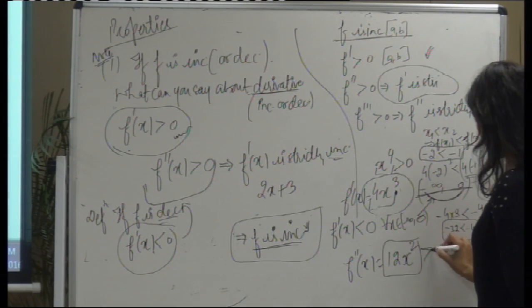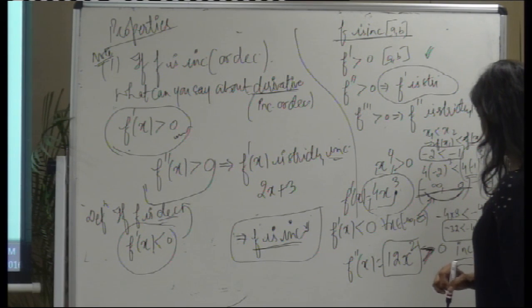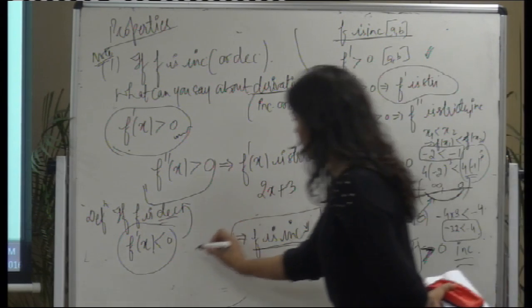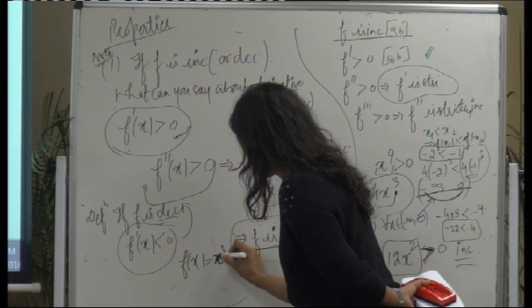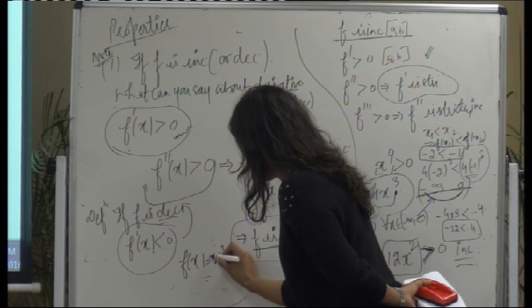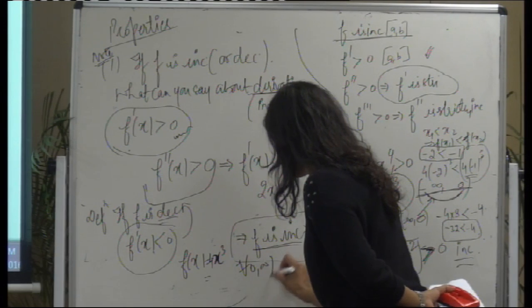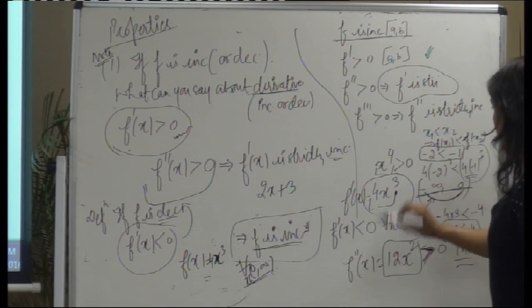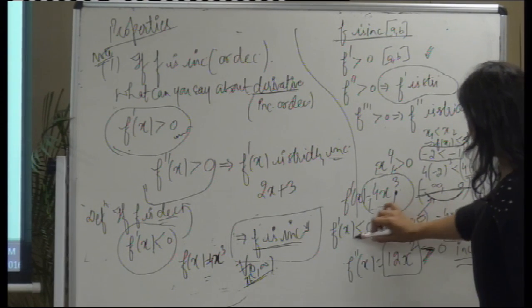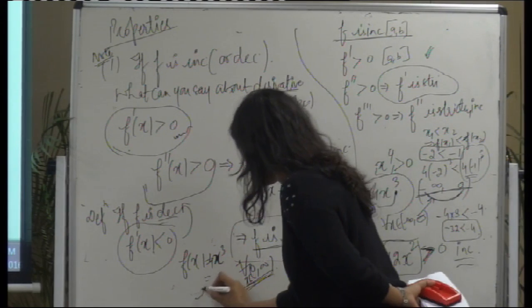This is positive. And for 0 to infinity, f x equal to x cube, this is again increasing for 0 to infinity. For all x belonging to 0 to infinity, there also it is increasing. But here, for these points, the derivative is positive.